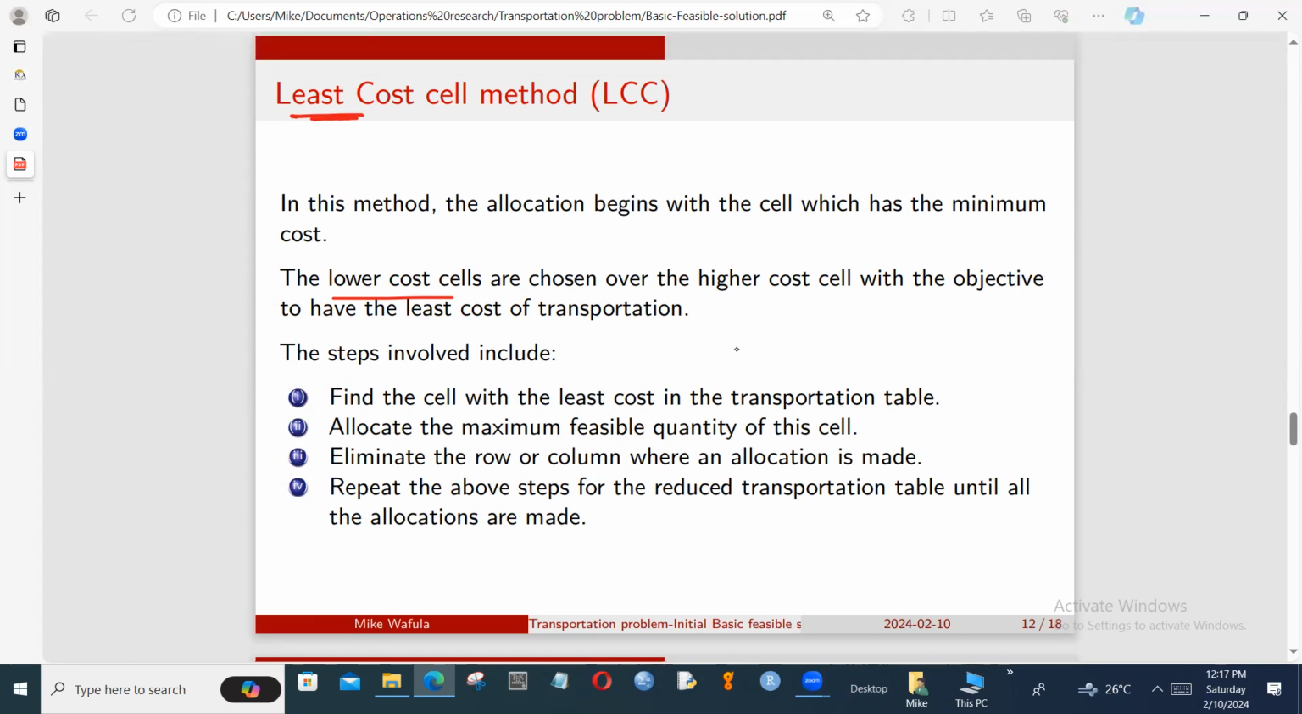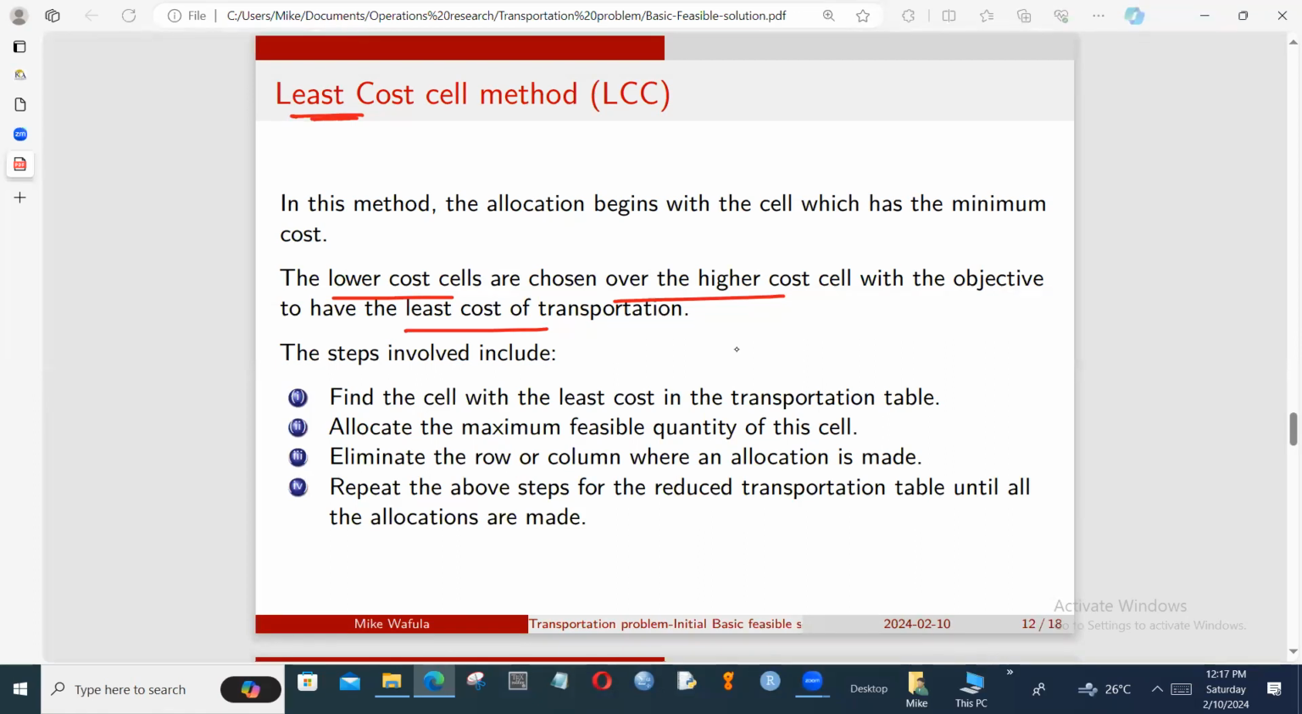So you're saying the lower cost cells are chosen over the higher cost, and the objective is to have the least cost cell of transportation. Remember, we want to minimize the cost of transportation, so the least cost cell, as somebody is thinking of, let me begin first of all by supplying units to the destinations where I spend less in transporting goods first.